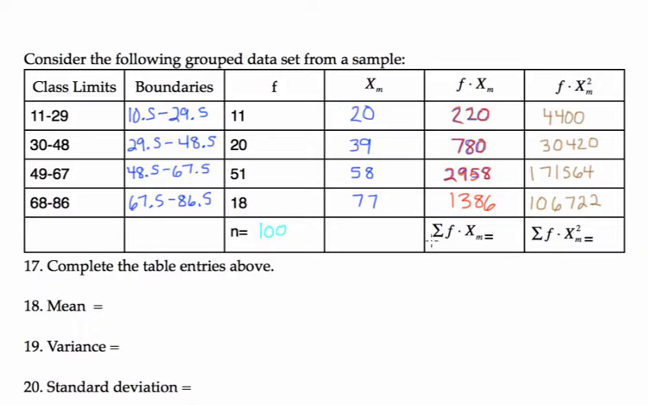So now I sum the f times xm column. That's this column. I add them up. I get 5,344. And I add up the f times xm squared column, getting 313,106.